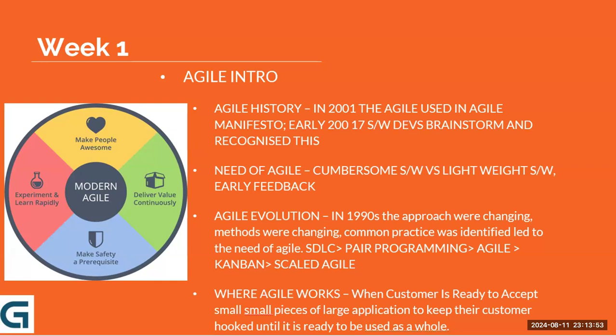Anyone, the last point, where Agile works. Where Agile works: when the customer is ready to accept a small piece of a larger application, to keep the customer hooked until it is ready to be used as a whole.